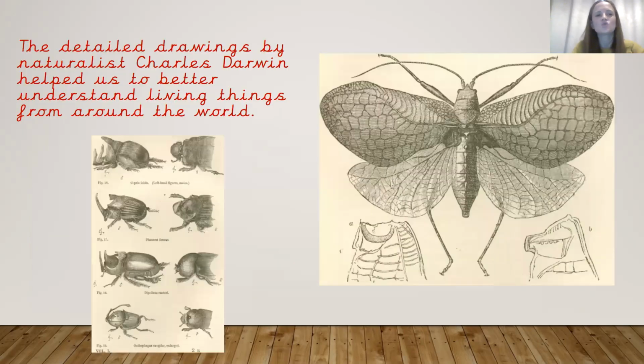So the detailed drawings by naturalist Charles Darwin helped us to better understand living things from around the world. You can see on the right-hand side of your screen, you've got a moth of some kind, or a butterfly. I think it's a moth. And on the left-hand side, you've got what looks like different types of beetles, but they are very specific and very detailed, these drawings. That's what I want you to pause and have a look at, how detailed these drawings are.